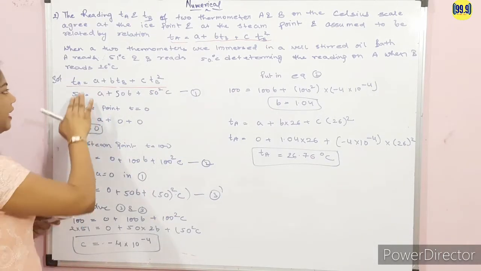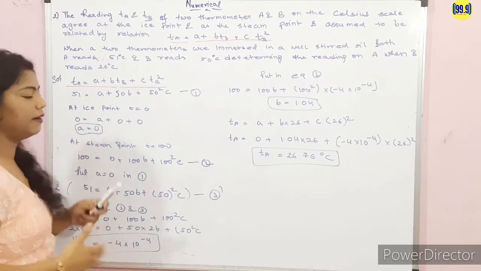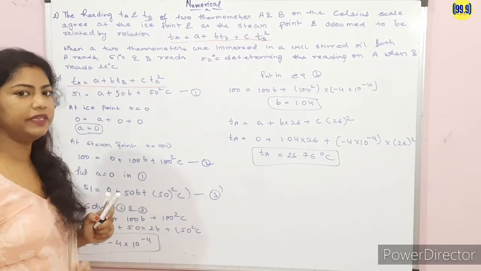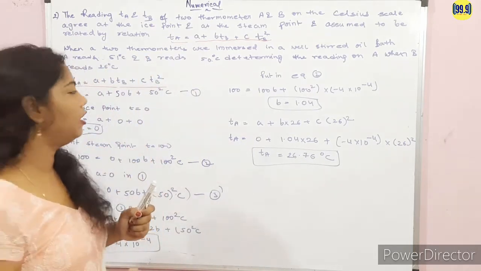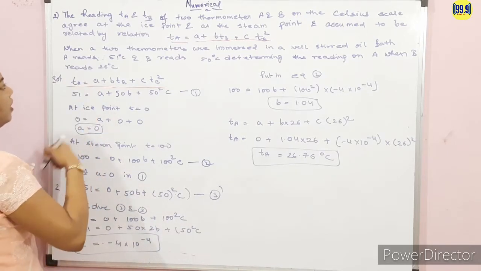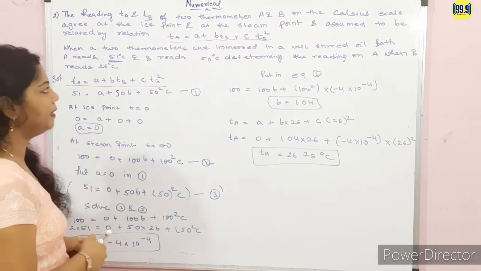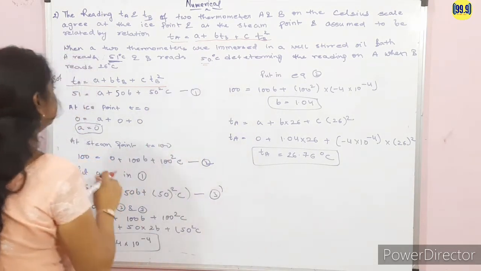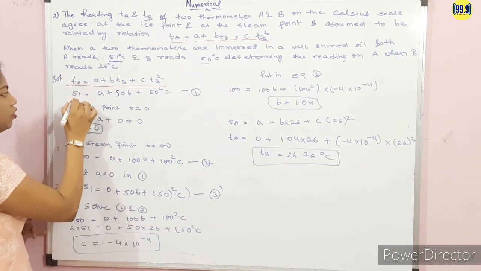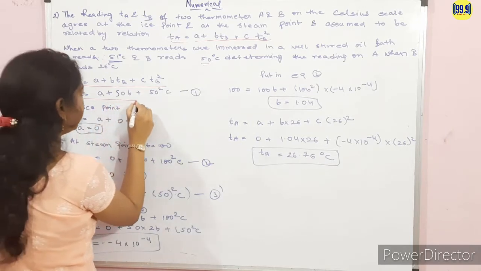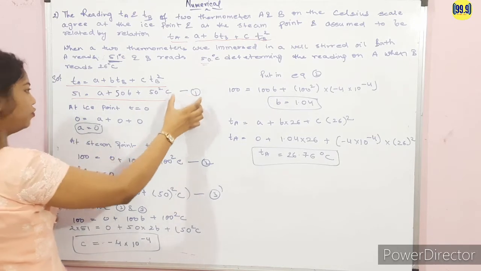The relation followed in this equation is TA is equal to A plus B TB plus C TB squared. If we put in the values when the thermometer is immersed in the oil bath, TA is equal to 51 degrees Celsius and TB is 50 degrees Celsius. So 51 is equal to A plus 50B plus 50 square C. This is our first equation.